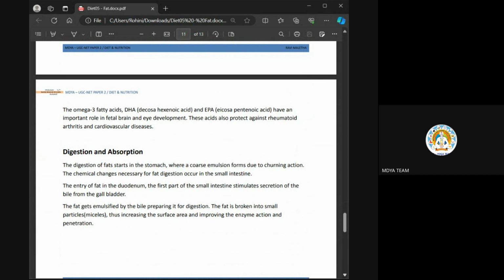In which place does digestion start in the mouth? Can anyone tell me? Carbohydrate. Carbohydrate, ma'am. Carbohydrates, yes. With the help of which enzyme? Saliva, salivary amylase. Saliva contains which enzyme?